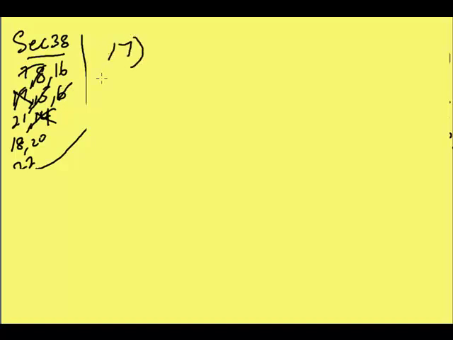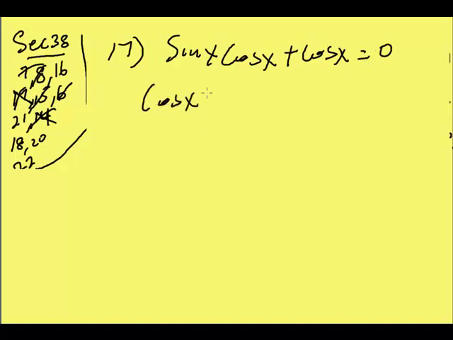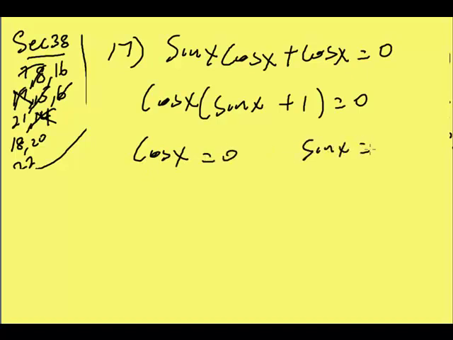Okay, 17. Sine x cosine x plus cosine x is equal to 0. What's the first thing I have to do now? There you go. I get cosine x times sine x plus 1 is equal to 0. I have cosine x is equal to 0, or sine x is equal to negative 1. Piece of cake. How many places in the unit circle does cosine x equal 0?